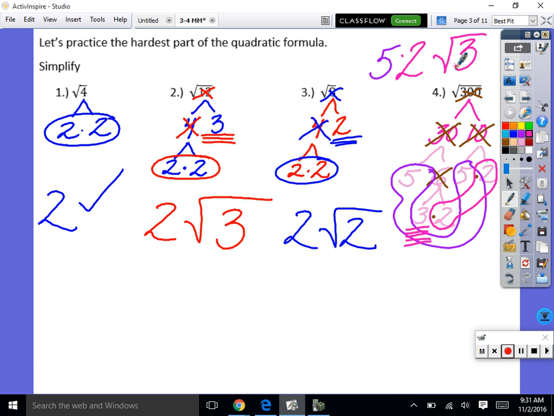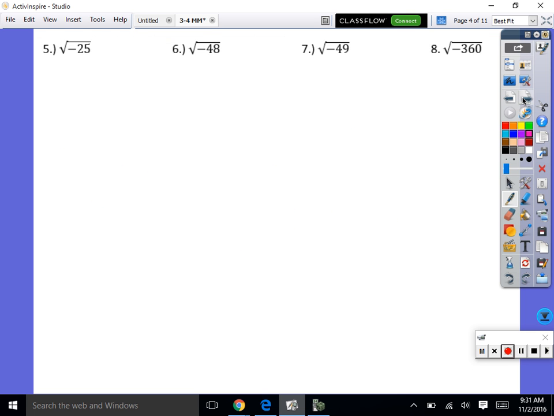So then you multiply what you pull out, multiply anything left underneath. So 5 times 2 is 10. So this would be 10 square roots of 3. So once again, if you can do this correctly, then you can usually do the quadratic formula correctly. Okay, let's do a couple more.